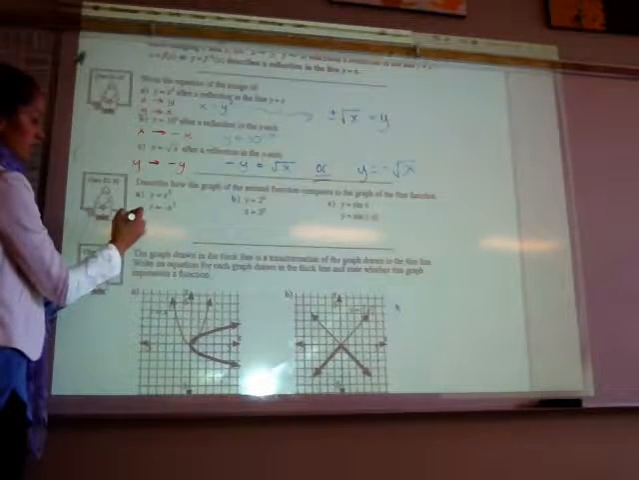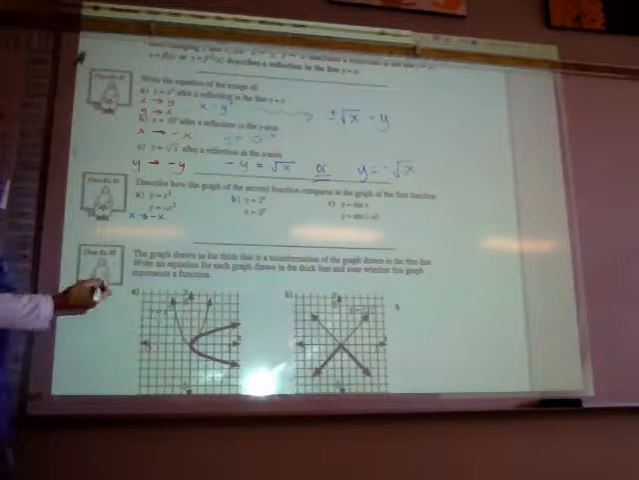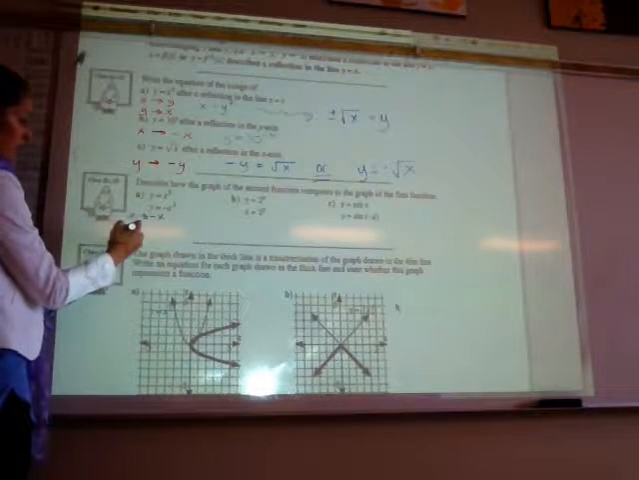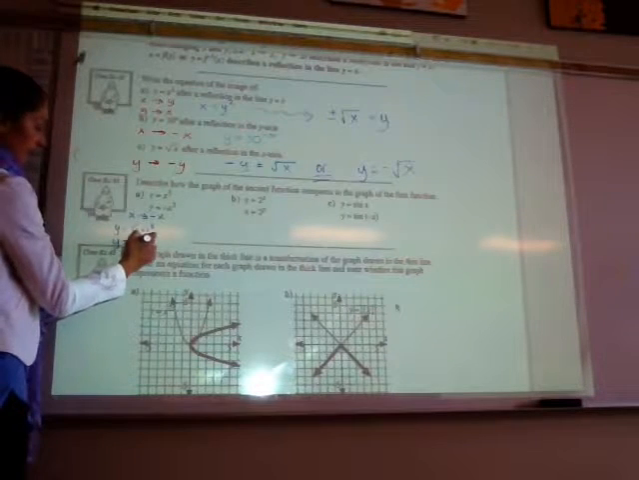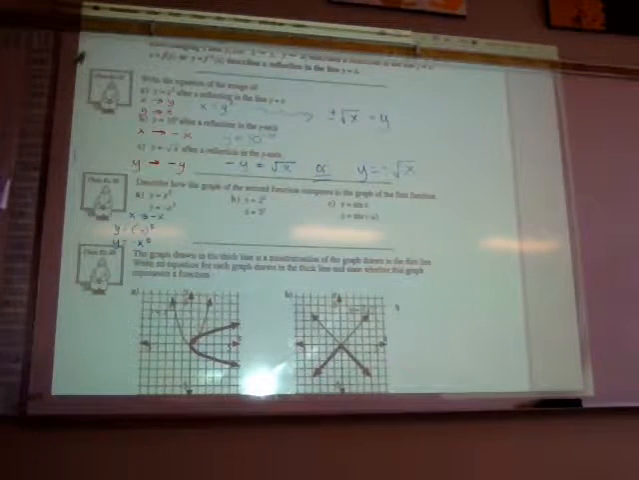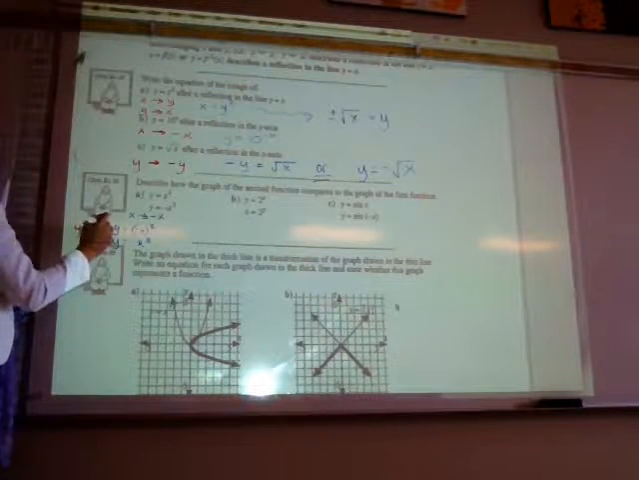Okay, if I replaced a negative x for my x, I would get y equals negative x cubed. When I expand that, I get negative x cubed. Okay, so reflection over the y-axis. That one worked.